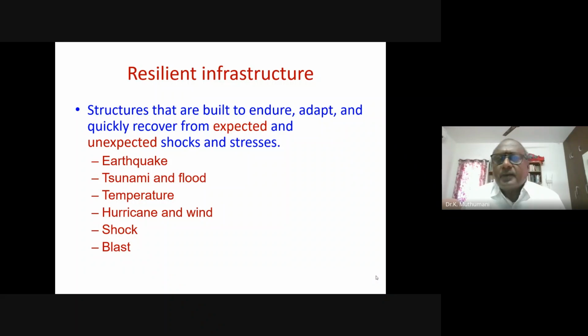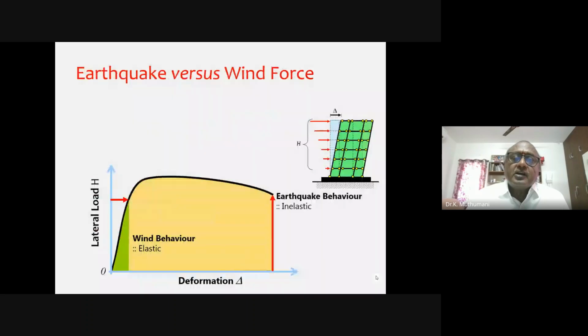So the important point is, this structure should endure, adapt, and quickly recover from all these cases, when a structure is subjected to any type of loading. Because initially we may think that it is dead load and live load that makes an issue, but there are other loads that we are going to talk about, and that is what is very important so that your structure is safe.